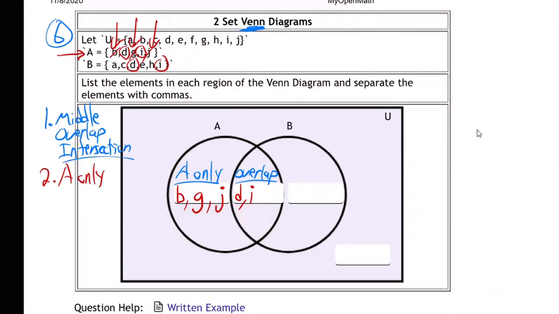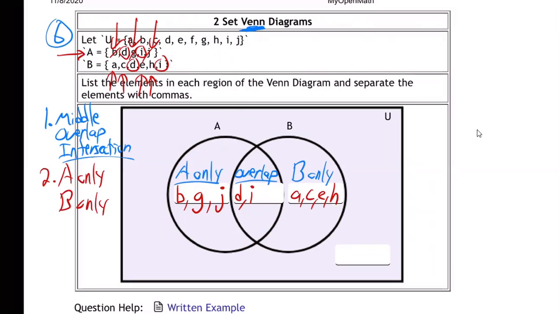Next, you want to do the B only. So let's do the B only. In fact, you can make that all one step. Just do the A only and the B only. So what's in B only? So we just go, A, C, E, H. Right? Because D and I were part of the overlap. The other letters, A, C, E, and H, are in the B only territory.